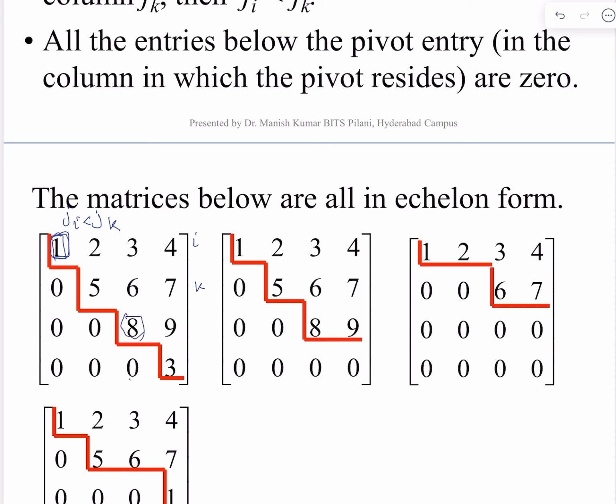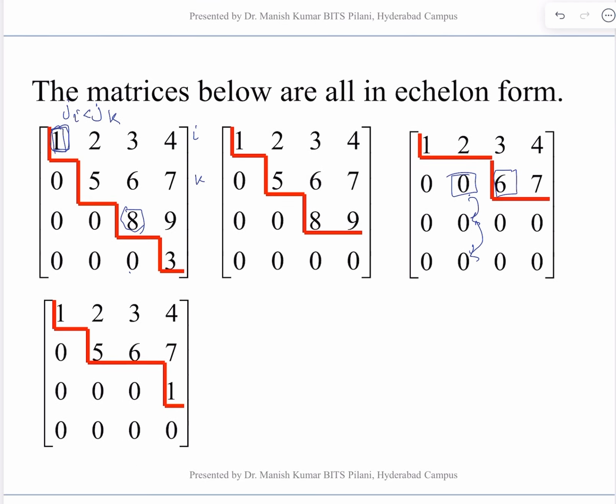So it will form a staircase type, right? This is the next row, next column, and there are zero elements. Then we will look for any non-zero entries. If there are no non-zero entries, then we will move to the next column in the same row and find 6 here as a non-zero entry. Okay. In a similar fashion, we will get these, all of which are echelon form matrices.